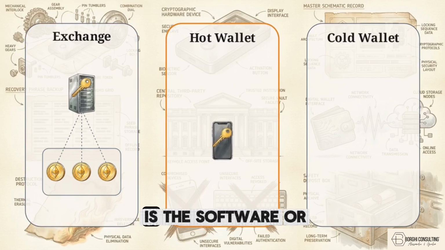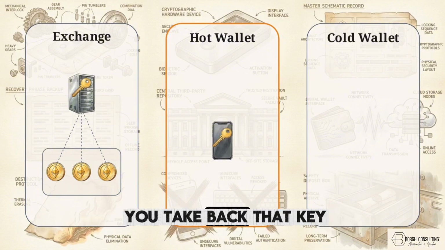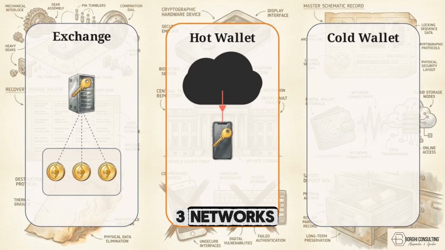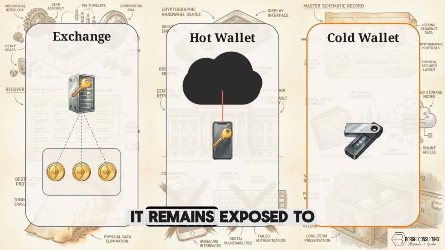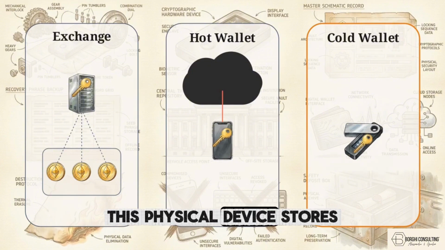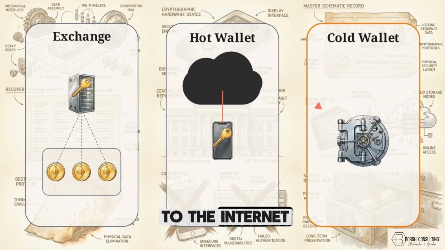In the middle column is the software or hot wallet. Applications like MetaMask let you take back that key. You hold the seed phrase, which allows you to connect to Web3 networks. However, because a hot wallet stays connected to the internet, it remains exposed to digital threats. In the third column, we have the hardware or cold wallet. This physical device stores your keys completely offline. It never connects directly to the internet, isolating your assets from online attacks.